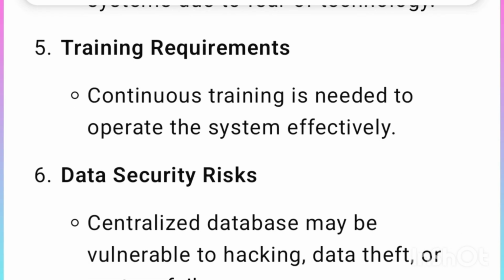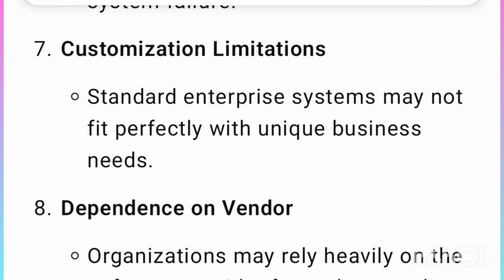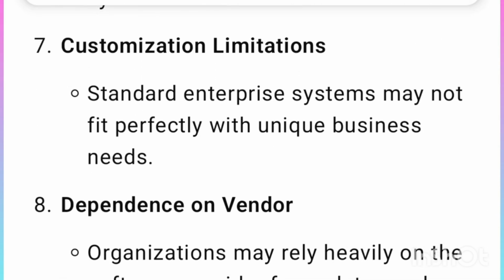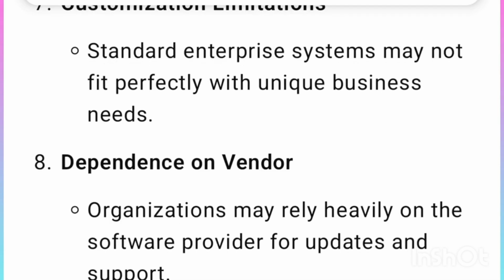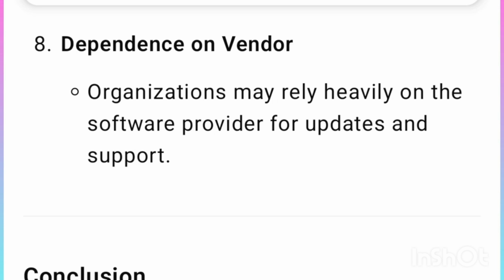5. Training requirements. Continuous training is needed to operate the system effectively. 6. Data security risks. Centralized database may be vulnerable to hacking, data theft, or system failure. 7. Customization limitations. Standard enterprise systems may not fit perfectly with unique business needs. 8. Dependence on vendor. Organizations may rely heavily on the software provider for updates and support.